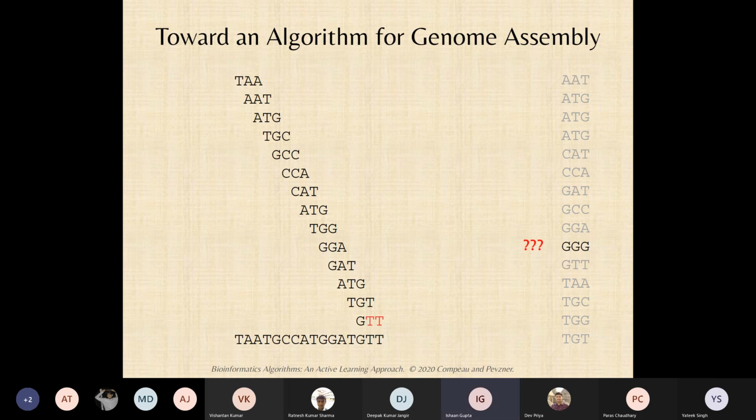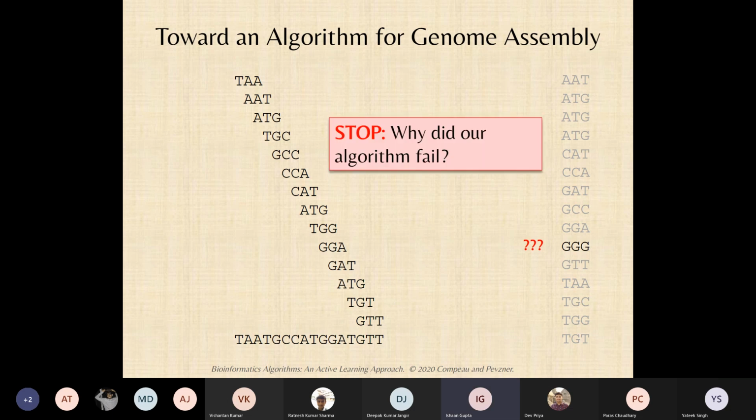So what happens to GGG? At some point, we had taken a wrong step because of which this particular k-mer was left out. Yes, so they are placed at one place. I think Vishantan already said a few issues with this algorithm. So can we repeat? What is the biggest issue here?